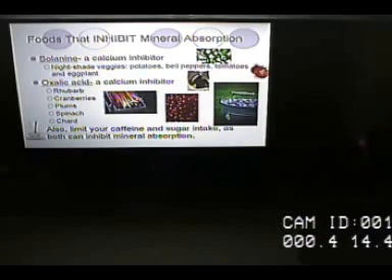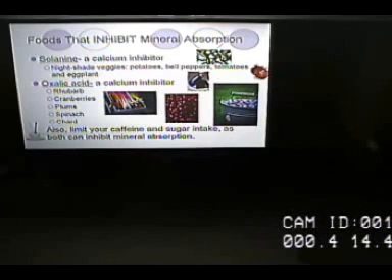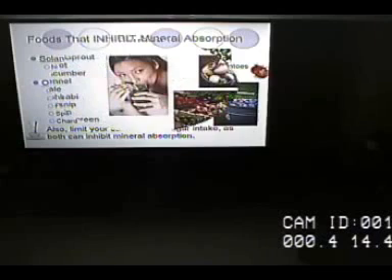Oxalic acid is a calcium inhibitor too, and that's found in rhubarb, cranberries, plums, spinach, Swiss chard. So those are things that you would want to limit. Also limit your caffeine and sugar because they also inhibit mineral absorption. Because again, it creates such an acidic environment, your body wants to alkalize, so it takes calcium from the bones to try to offset the acidity in the bloodstream.